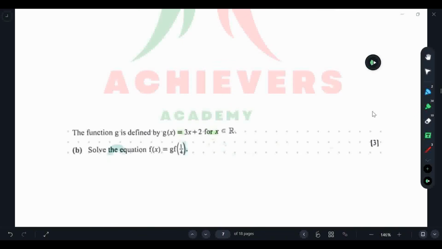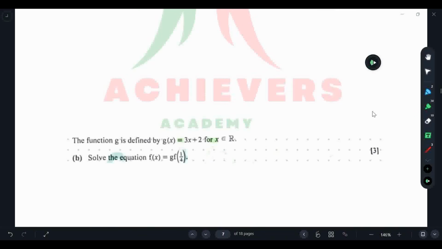Let's move to the next part. Okay, in the next part this says the function g is defined by this thing. Let me highlight the important thing here. The g of x is this one, and x should be equal to the real part. We need to solve this equation, this expression.